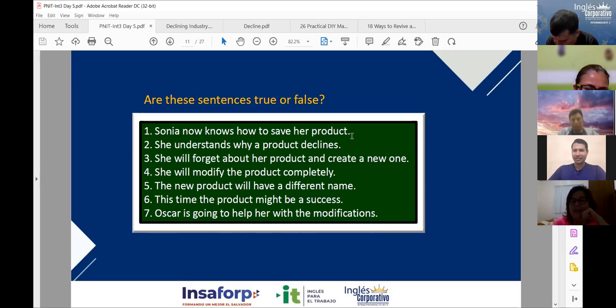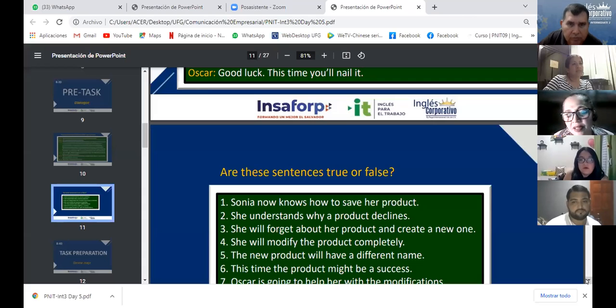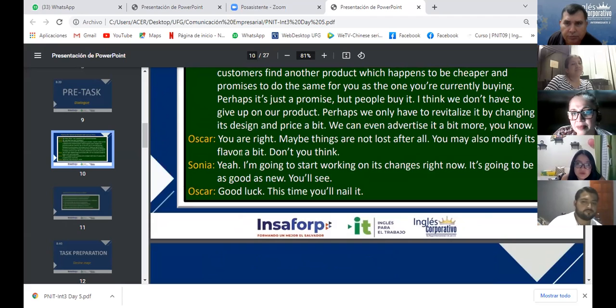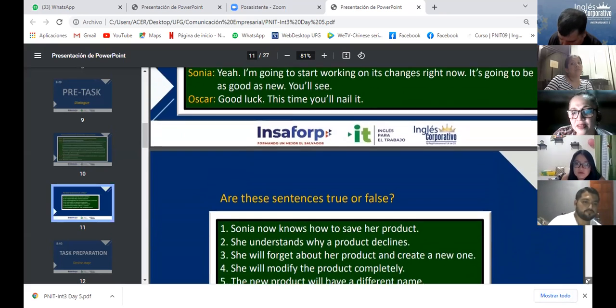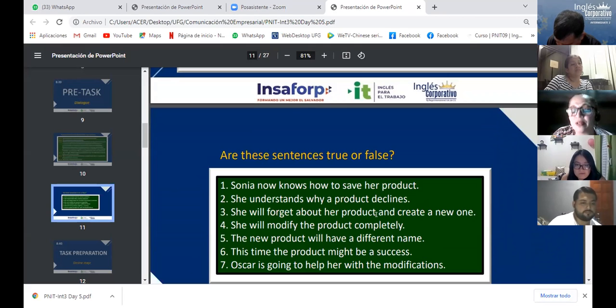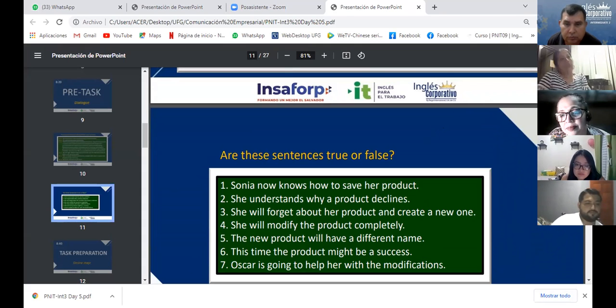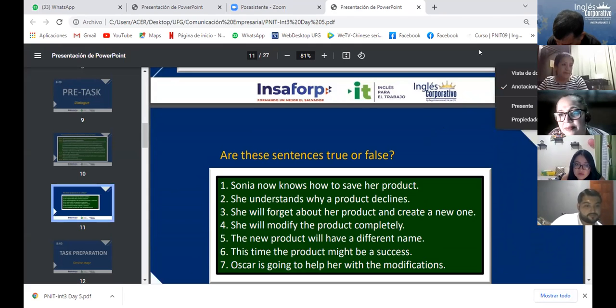But this case is the more option or different occasion. Modify the product, the price, the taste, maybe flavor, yes? Yes. So the number three is false. Yes, for me, it's false. True, false. Okay. In your opinion, Rafa? The second is true and the three is false. Jancy?